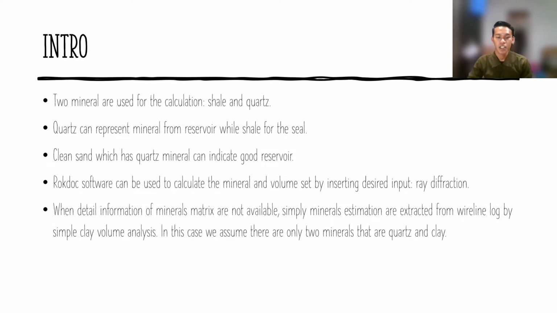Software can be used to calculate the mineral and volume set by inserting the desired input, such as the gamma ray deflection. When detailed information of mineral materials is not available, simple mineral information is extracted from the well log by simple clay volume analysis. In this case, we assume there are only two minerals, which are the quartz and clay.